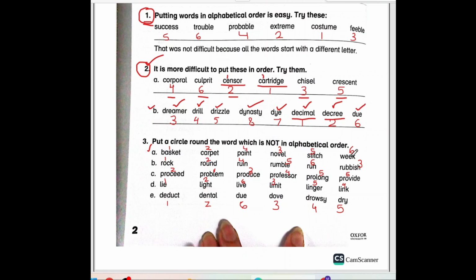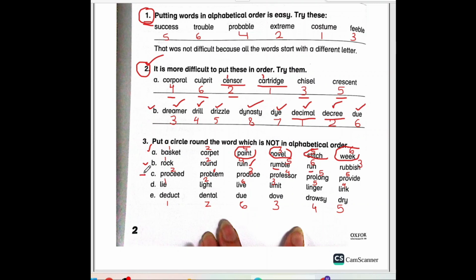Here what we have to do is put a circle around paint, novel, stage and week, because these words are not in alphabetical order. The solution for part B is rock, round, then rubbish, then ruin, then rumble, and then run.